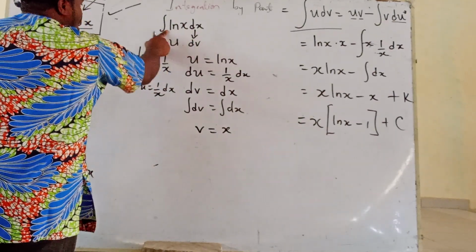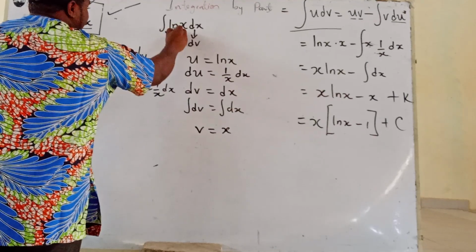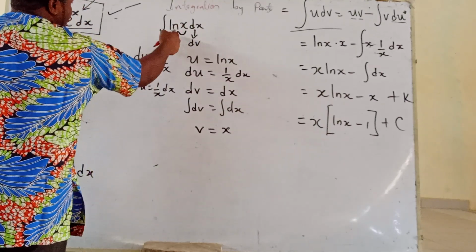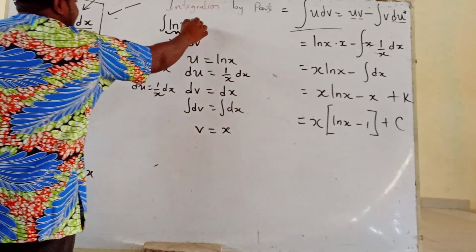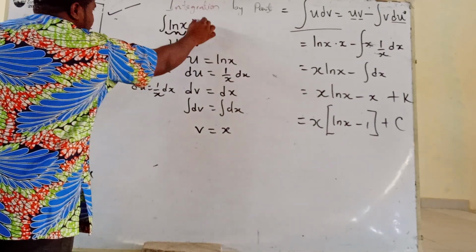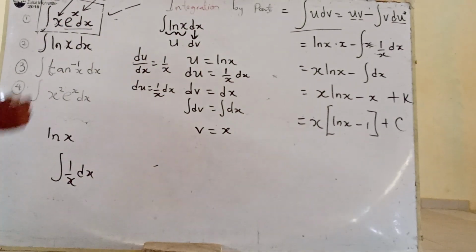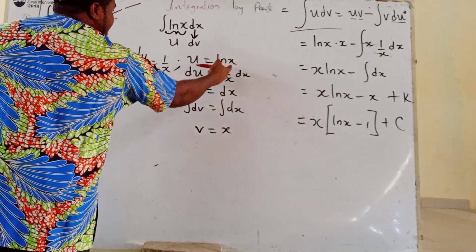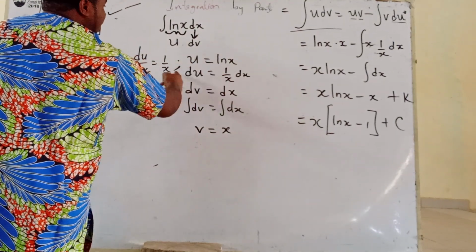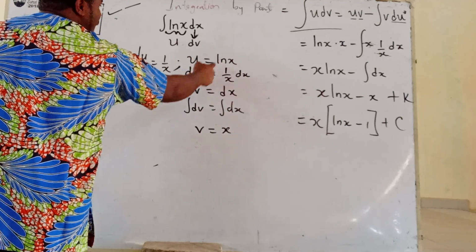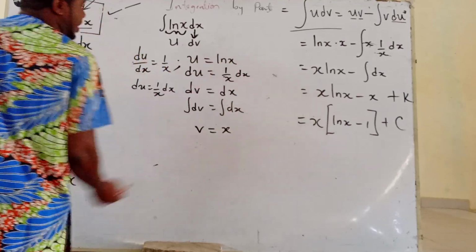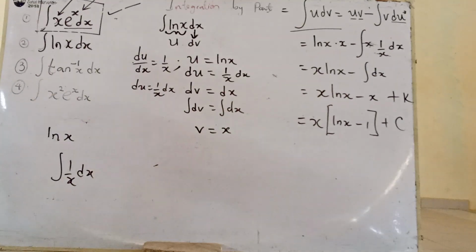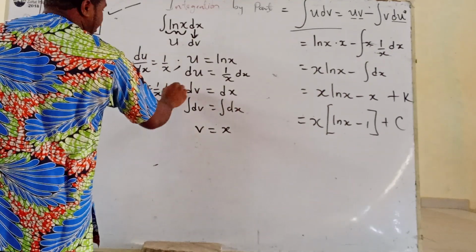We are going to let this one over here to be our u. We're going to be letting the x to be equal to the v. So it's obvious that your u is ln x. If I decide to differentiate u, I'm going to get 1 over x dx. Because the derivative of ln x is just 1 over x, which we have established before now.